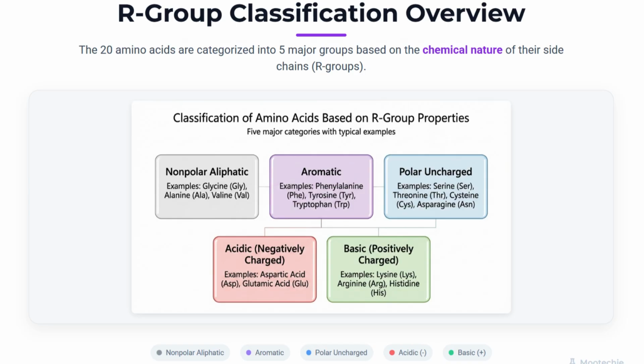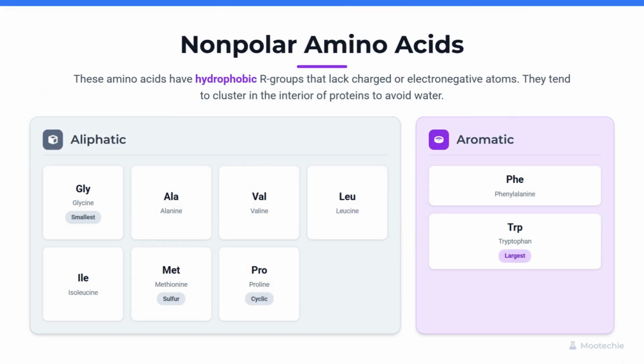Let us now look more closely at nonpolar amino acids. These have hydrophobic R groups that lack charged or electronegative atoms. They tend to cluster in the interior of proteins to avoid water. The aliphatic members include glycine, which is the smallest, alanine, valine, leucine, isoleucine, and methionine, which contains sulfur. We also have proline, which has a cyclic structure, and tryptophan, which is the largest in this group. The aromatic member we'll highlight is phenylalanine.